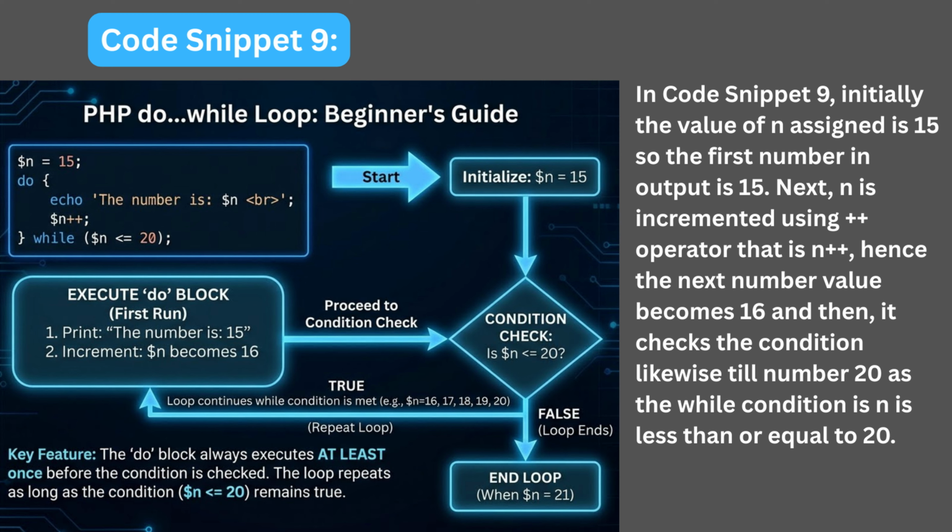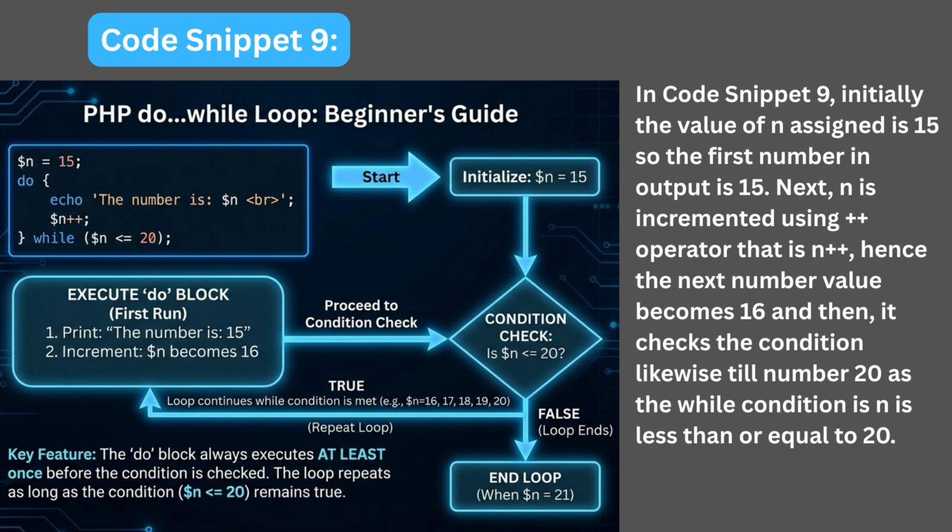The code block runs again, printing the number is 16. After printing, n++ increases the value to 17. The loop then checks the condition again, and since 17 is still within the allowed range, the loop repeats. This cycle continues smoothly, printing 17, then 18, then 19, and finally 20. Each time the number is printed first, then incremented, and then checked against the condition.